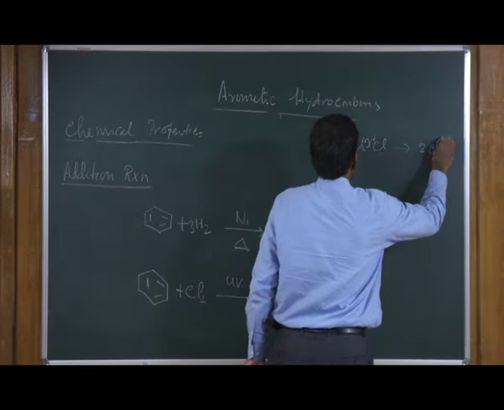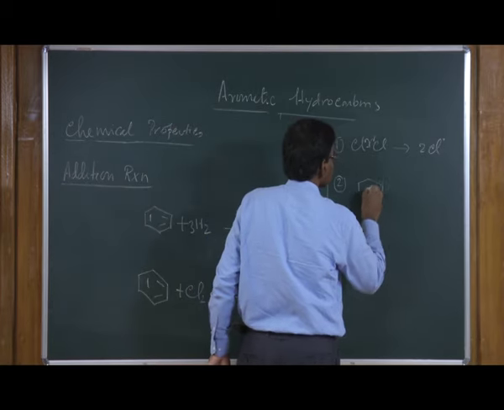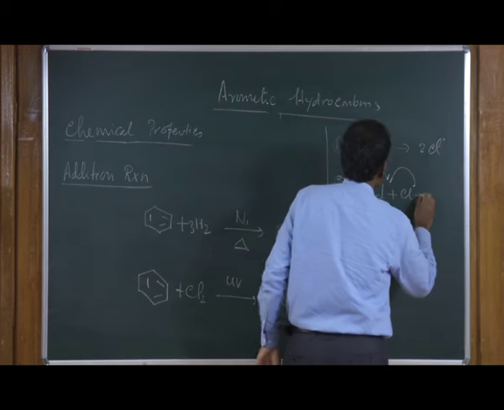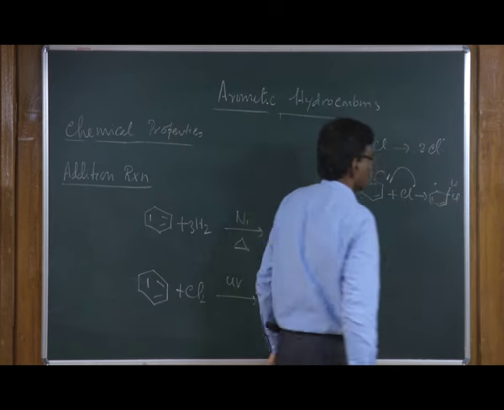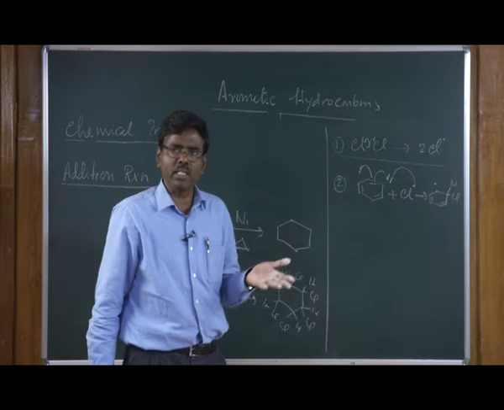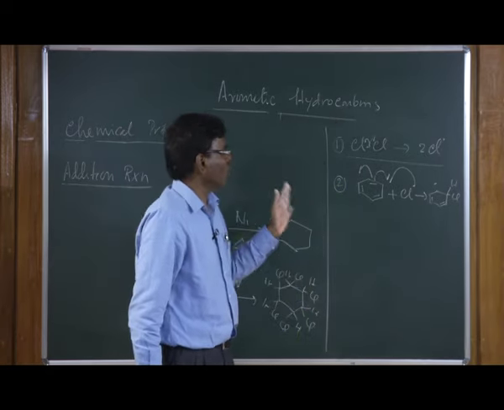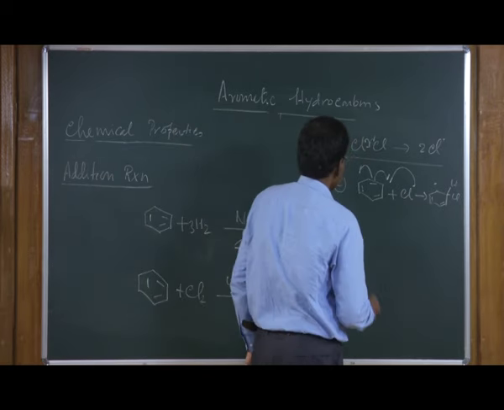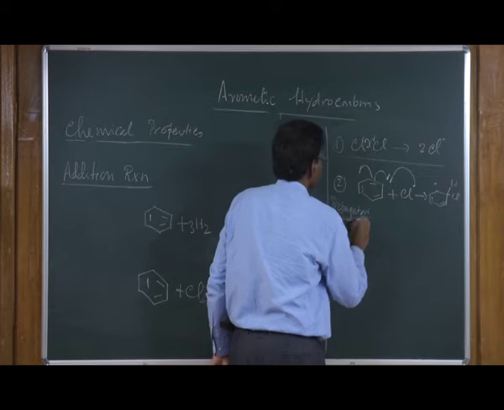This Cl radical reacts with benzene to form this radical intermediate. This is called the initiation step, just as we have seen at the beginning of the reaction with alkanes. The chlorine can undergo homolysis to generate chlorine radical, and that radical can undergo addition reaction with this benzene to form this secondary radical intermediate. This is called the propagation step. This is a chain initiation and propagation.